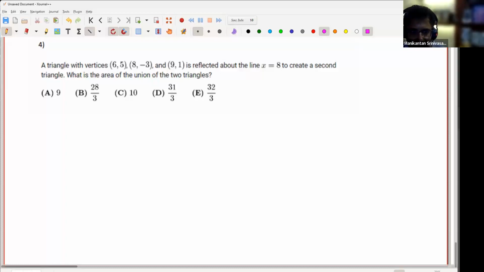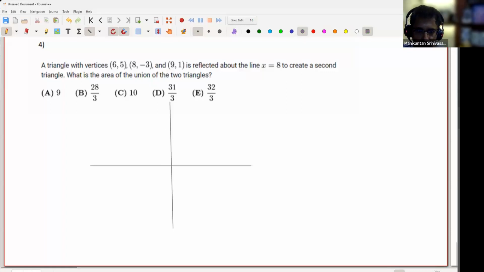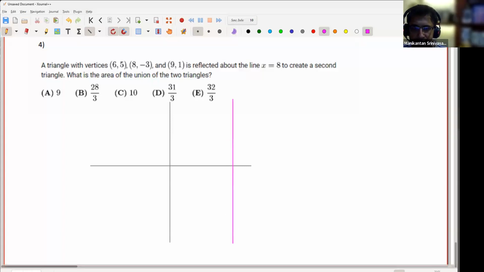So x-axis, y-axis. And then there is a line with x equal to 8, which is going to be the reflection line. So let me just draw x equal to 8 here. It's a vertical line. And let's mark off all of these points. So this is 8, right? So roughly this is halfway, which is 4. Roughly to scale, I don't have to have a super precise diagram.